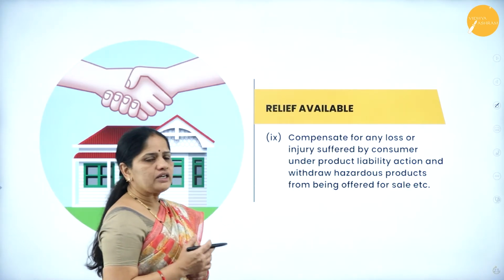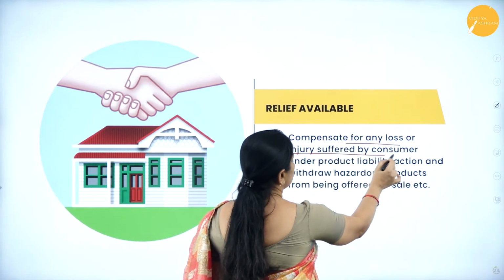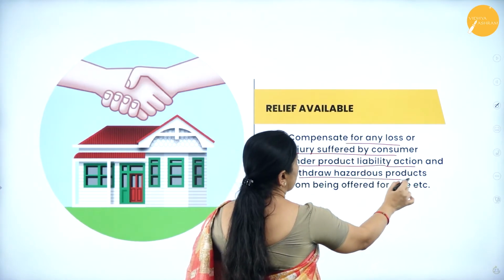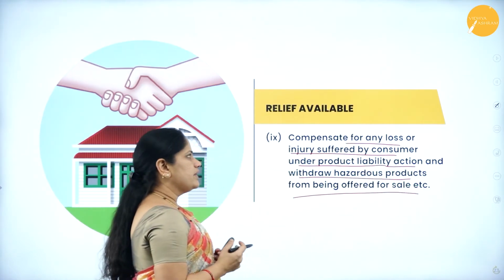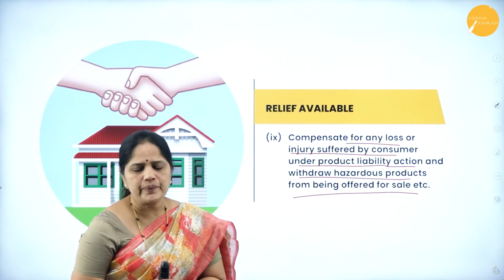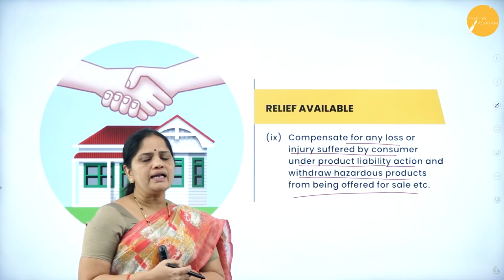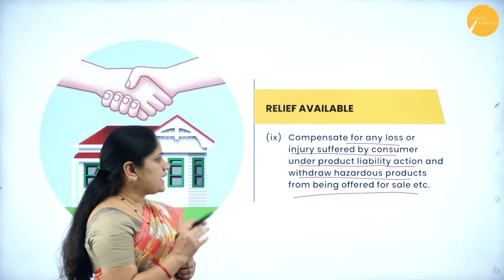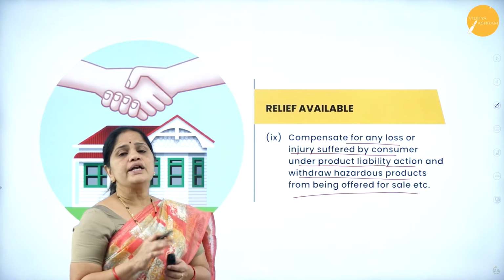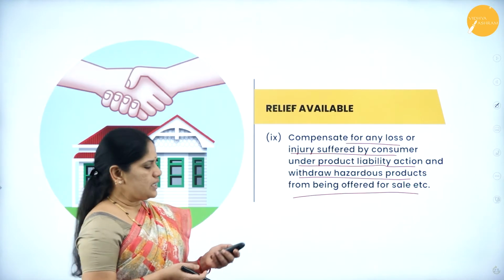Then the next kind of relief available is to compensate for any loss or injury suffered by the consumer under product liability action and withdraw hazardous products from being offered for sale. Suppose they have already sold such hazardous products, then they have to give proper compensation to the consumer, and they should see that such hazardous products are withdrawn from the market and that they don't engage in production of such products and then offer them for sale.